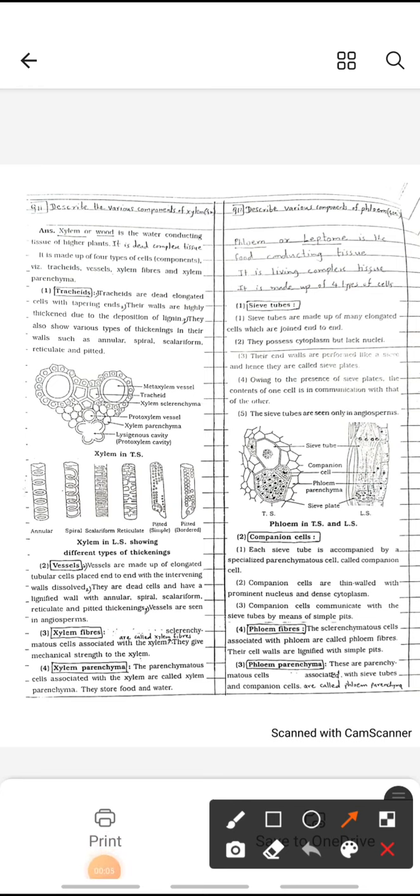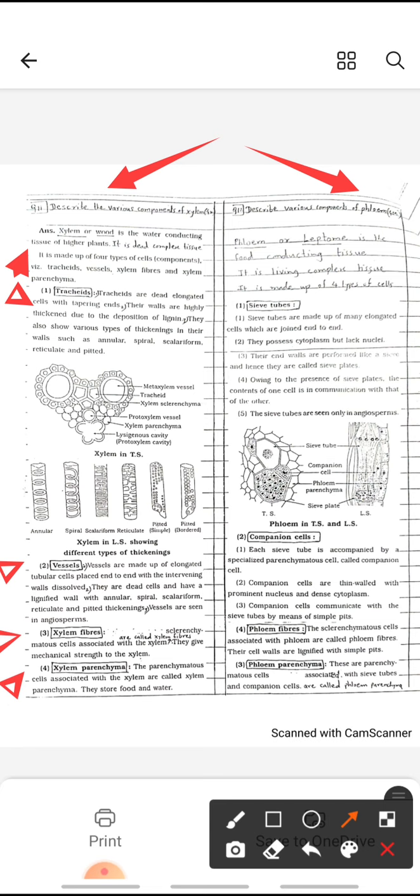Hello student, now we are going to study different complex tissues, that is the structure of xylem and the structure of phloem. So xylem is also called wood. It is a water conductive tissue present in higher plants. These are dead complex tissues and they are made up of 4 components. The first is tracheids, second vessels, third xylem fiber, fourth xylem parenchyma.